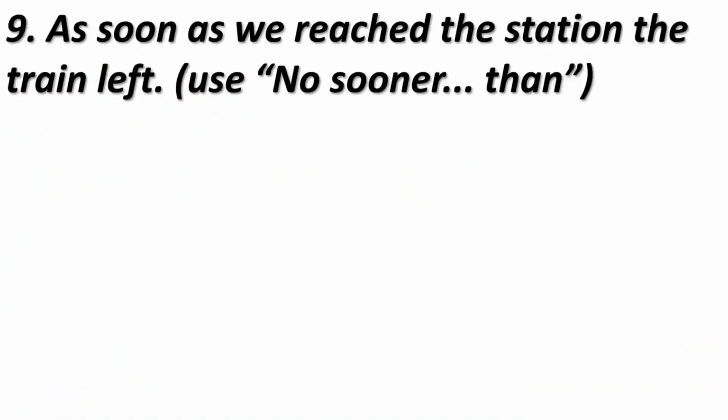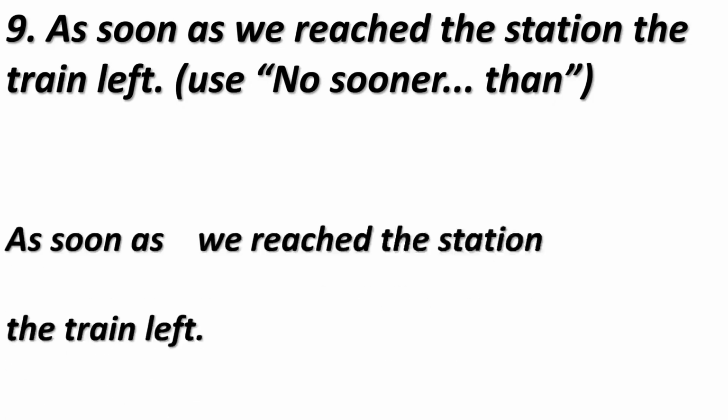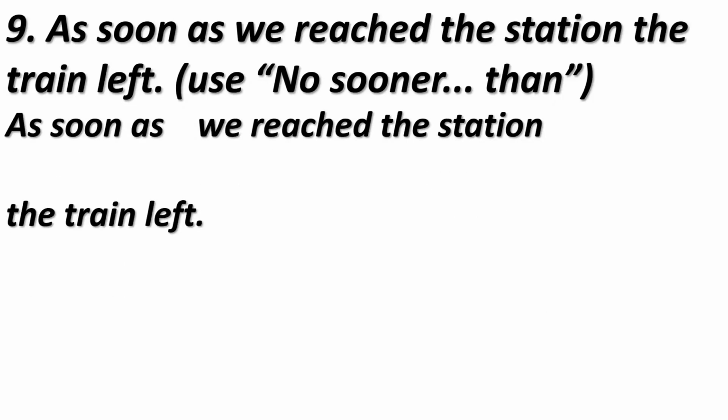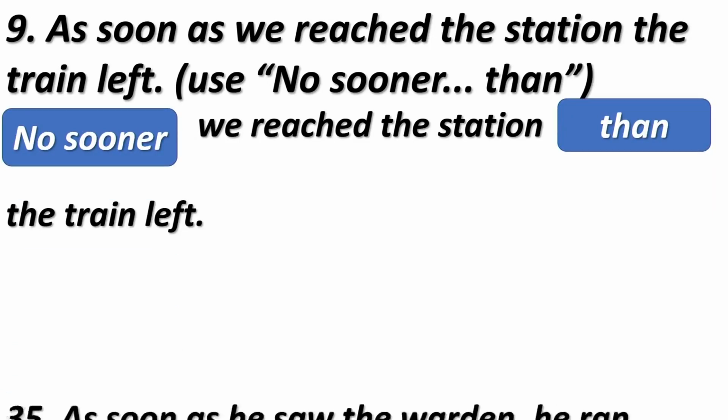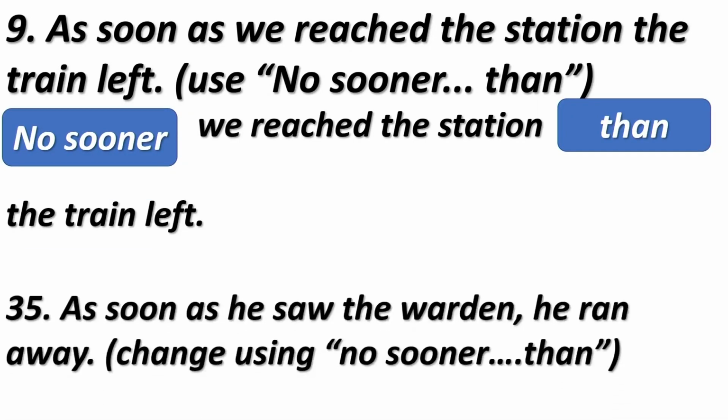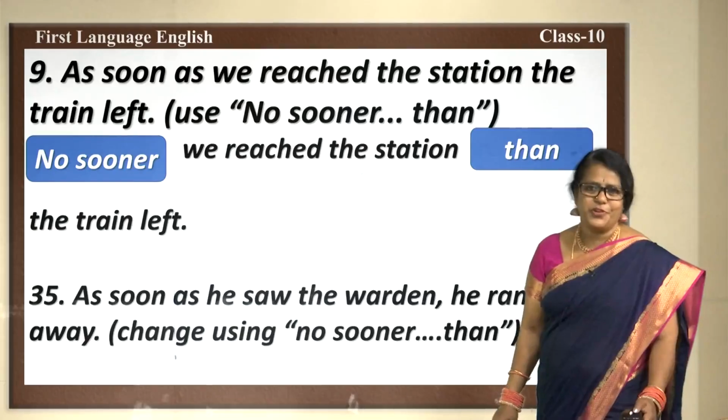Right? Yes. Next. As soon as we reached the station, the train left. Use "no sooner than." Instead of "as soon as," we are instructed to use "no sooner" and "than." Let's see. Instead of "as soon as," we use: No sooner had we reached the station than the train left. The same sentence is to be changed using "no sooner than." Please mark it and do it for your assignments.